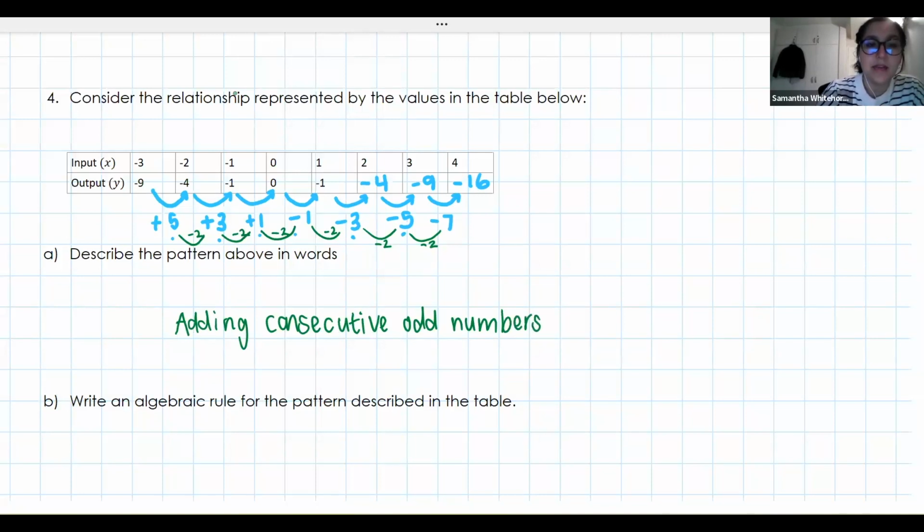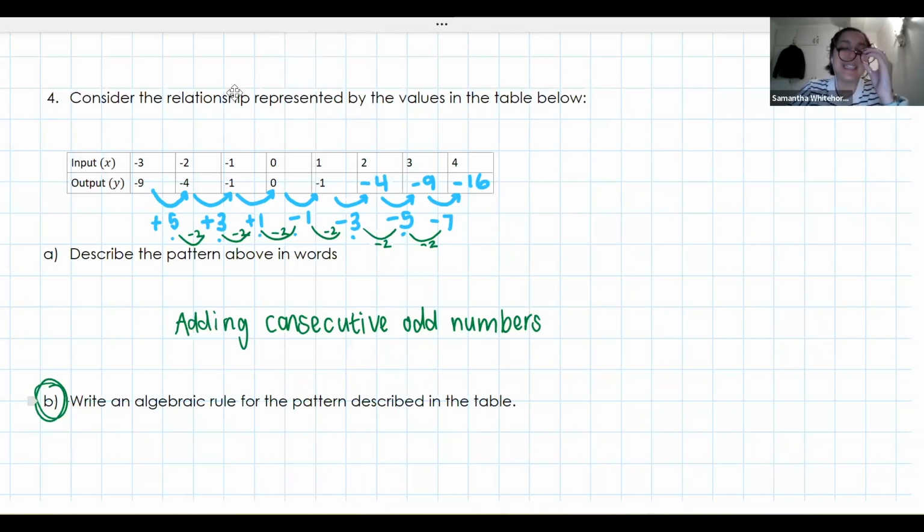Initially I added 5, then I added 3, then I added 1, then I added -1, then I added -3. So I'm now working with consecutive odd numbers. All right, I'm gonna leave this rule situation for a second. I want to draw the graph so that we can see what this means. So again, we're adding consecutive odd numbers, 5, 3, 1, -1, but it's all odd numbers.